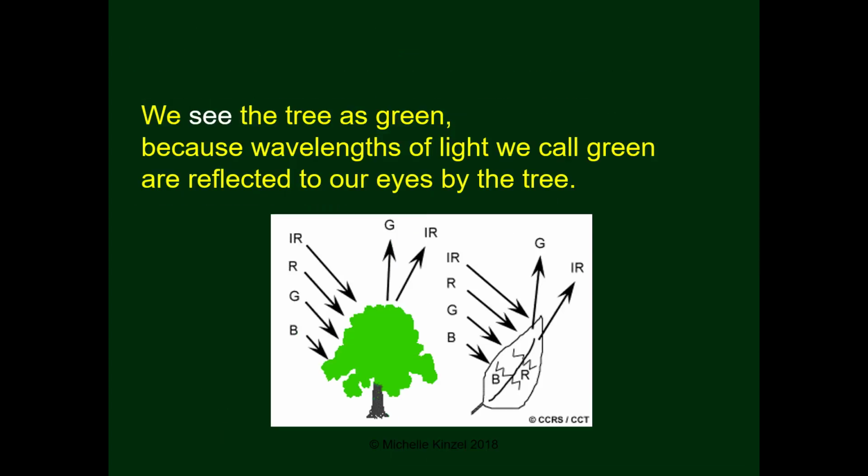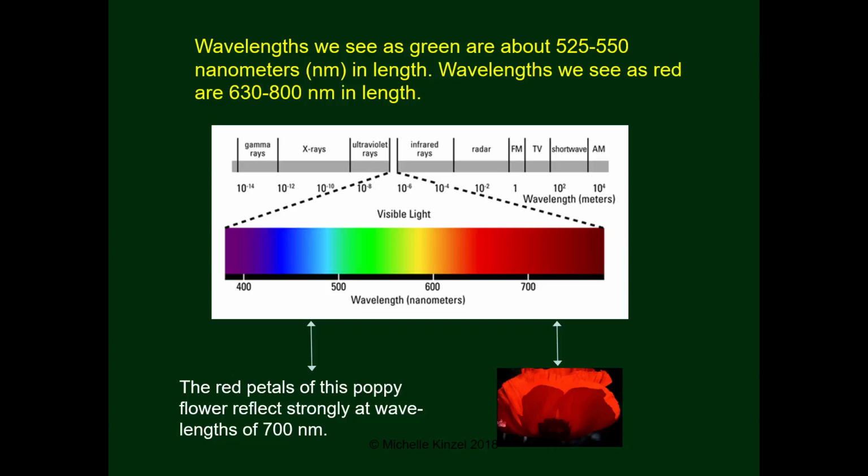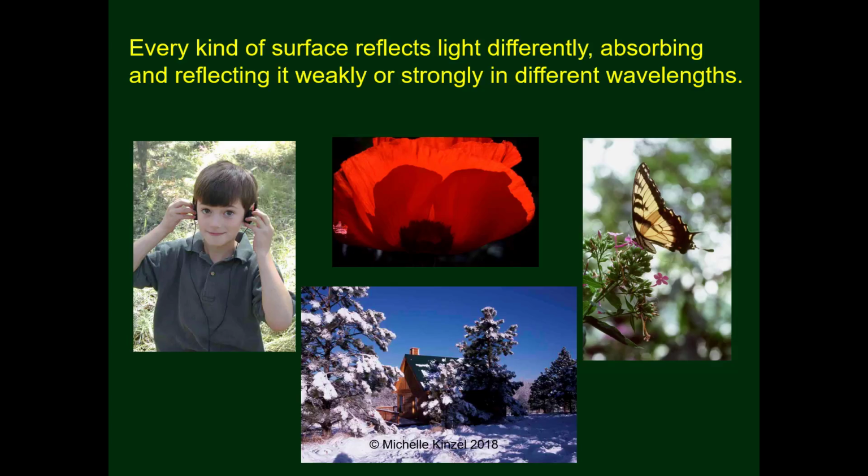We see the tree as green because the wavelengths of light we call green are reflected to our eyes by the tree. So the wavelengths that we see as green are about 525 to 550 nanometers in length, and the wavelengths we see as red are 630 to 800 nanometers in length. So this example of a red poppy flower reflects strongly at a wavelength of approximately 700 nanometers. Every kind of surface reflects light differently, absorbing and reflecting it weakly or strongly in different wavelengths.